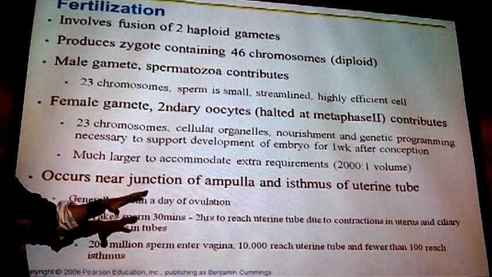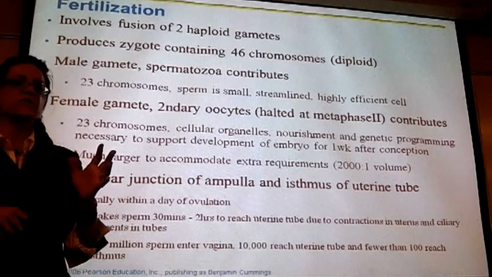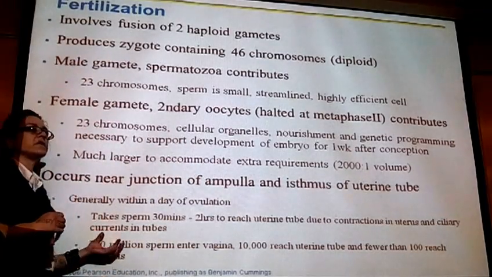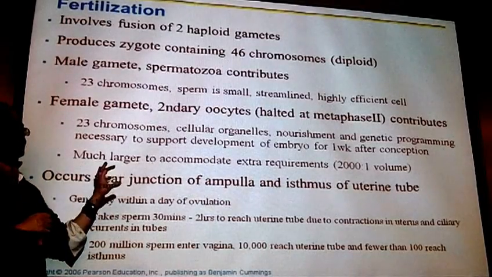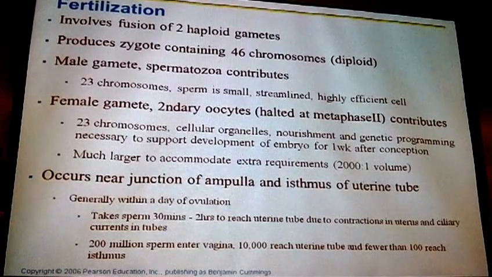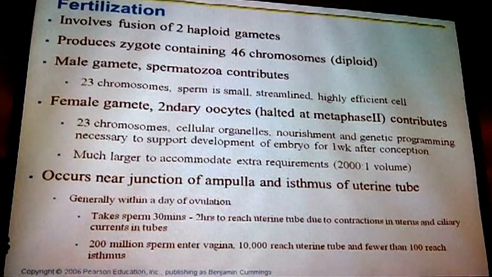And then the cilia in the fallopian tubes, right around ovulation, start to beat, and that cilia is helping the sperm move to that oocyte. Now, the oocyte doesn't travel very far. It's traveling just a little bit through the fallopian tubes. It's really the sperm that has to get up there and meet with that oocyte.